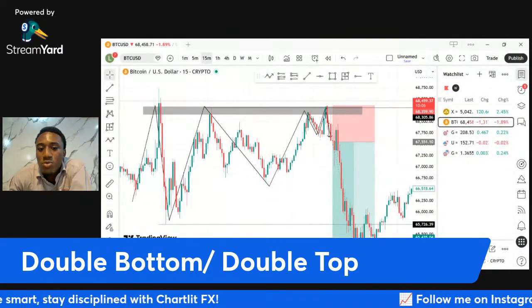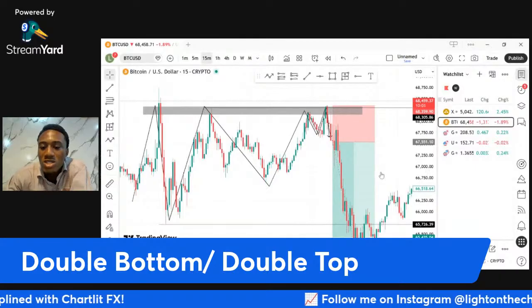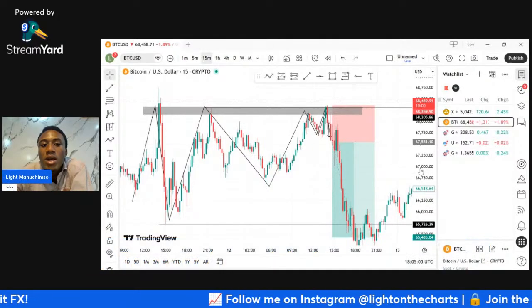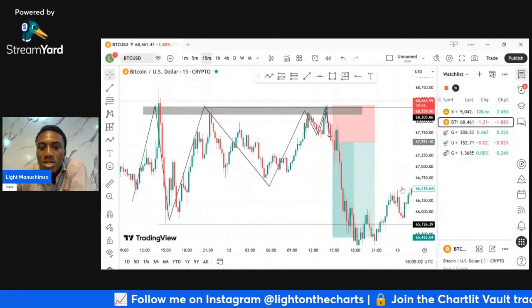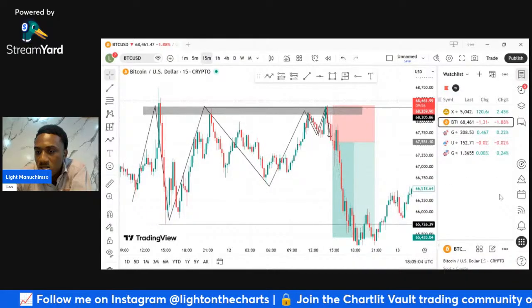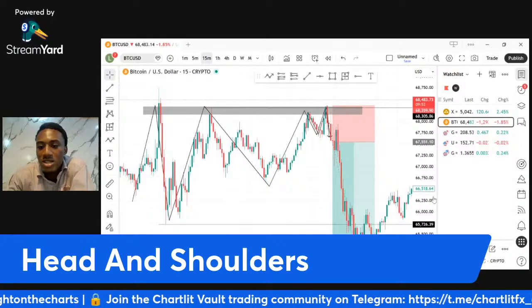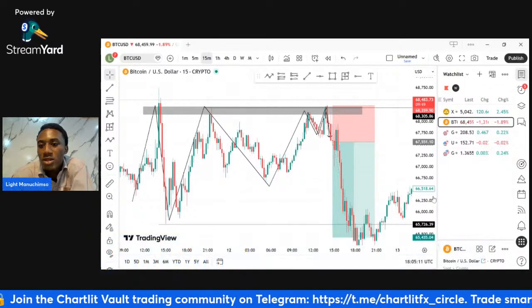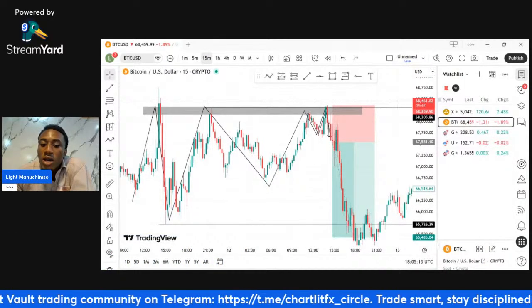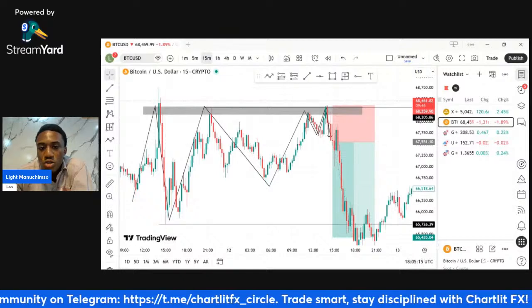So that's how I get to spot these opportunities using these patterns, the double bottom and the double top. Now the head and shoulders pattern is what we're going to look at next. I basically don't use it, but I guess it's best to know what the head and shoulders pattern is.